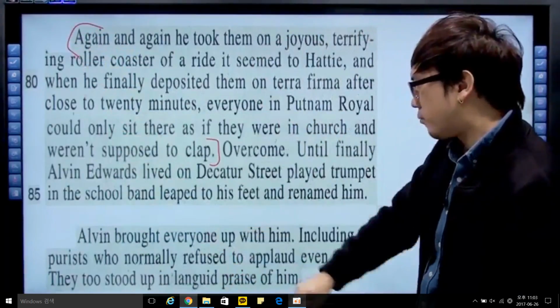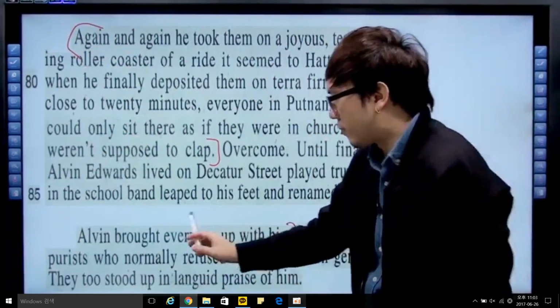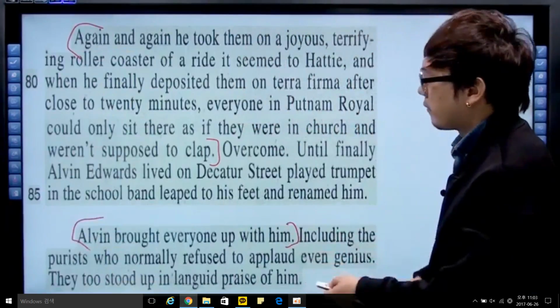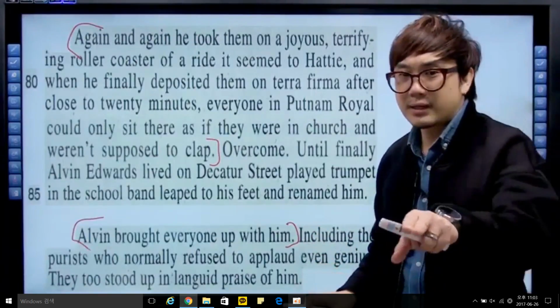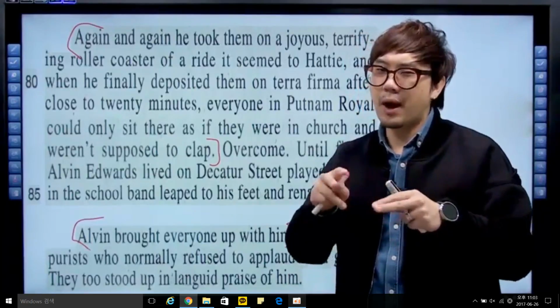And then Alvin brought everyone up with him. So Alvin brought up everyone. I don't know who Alvin is, but Alvin brought up everyone with him, right? So that was it. Now that took me exactly somewhere around 3.5 minutes.